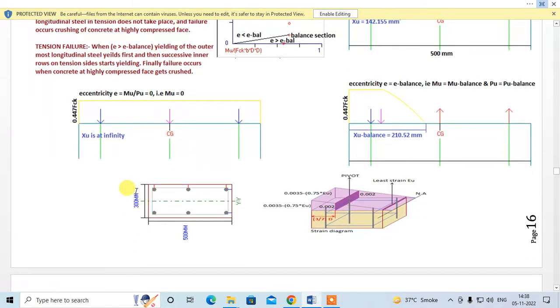So say this is your compressed face, this is your tensile face, then this steel layer will yield first, then this steel layer will yield, and then this steel layer will yield, and finally this concrete will crush and the column will fail. Okay, so this is known as tensile failure.